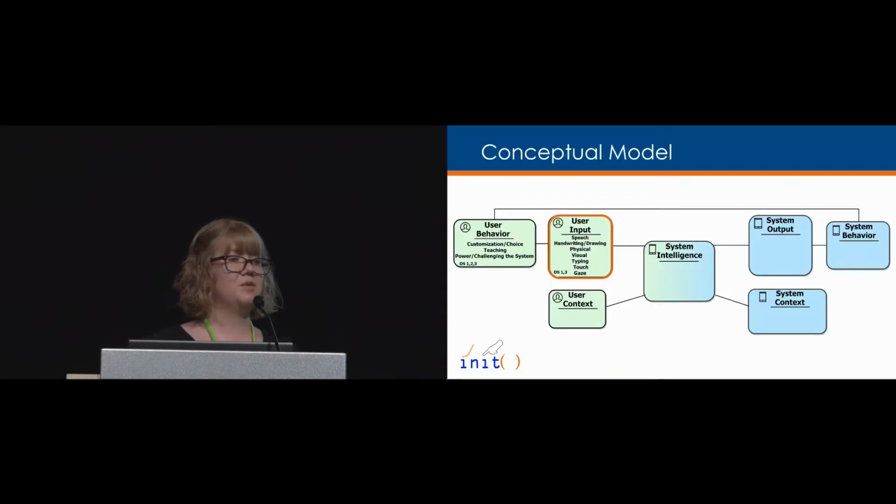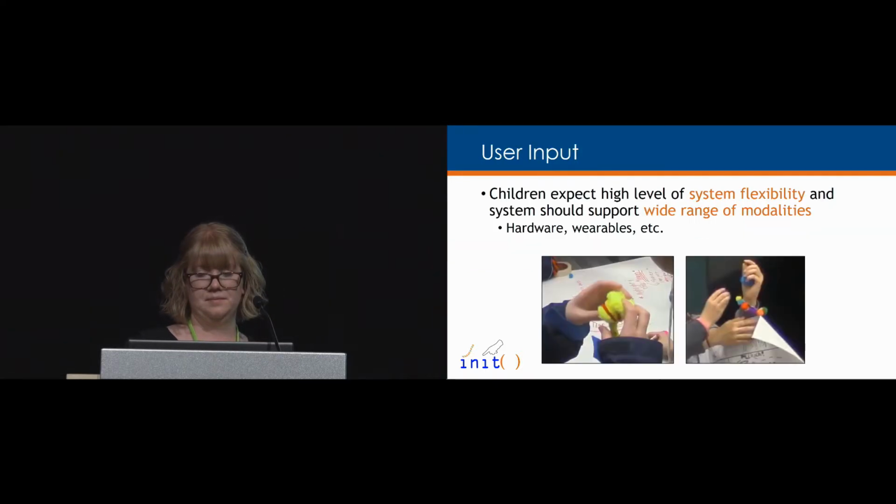So the next main theme we saw was user input. We saw that the children really expected a high level of system flexibility and that the system should support a wide range of modalities. The most common modalities were speech, handwriting, and drawing, but that's most likely due to our design sessions, such as the handwriting game. But we also saw them include hardware, such as pins and gavels, and wearables like smart bracelets into their design, such as creating a bracelet to change the text color.